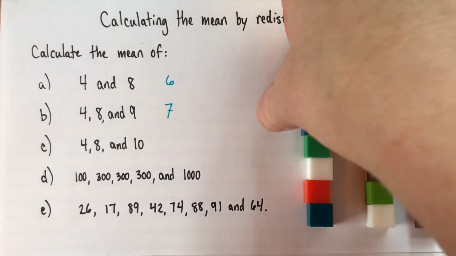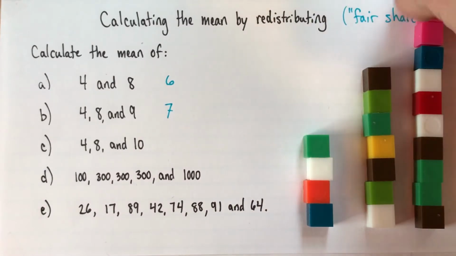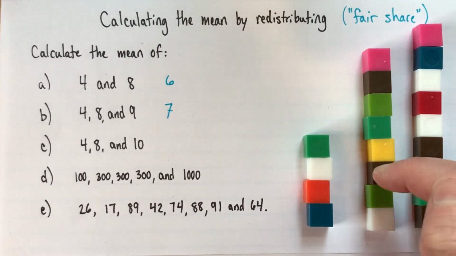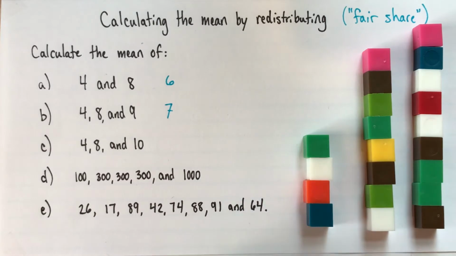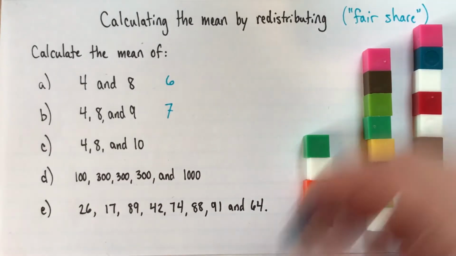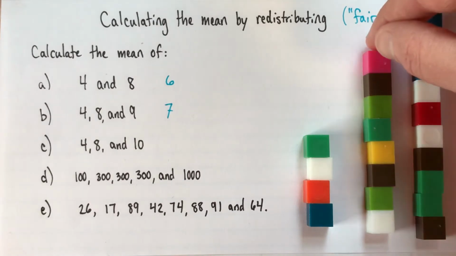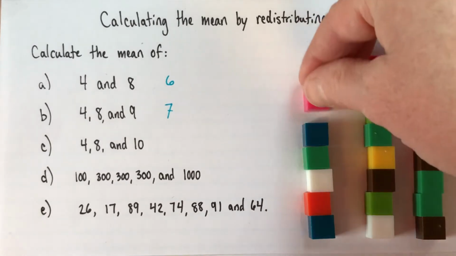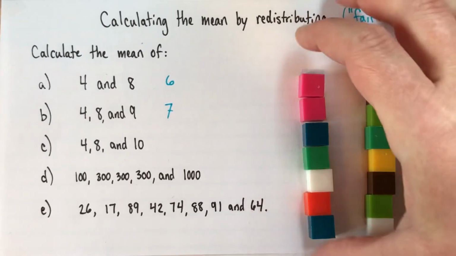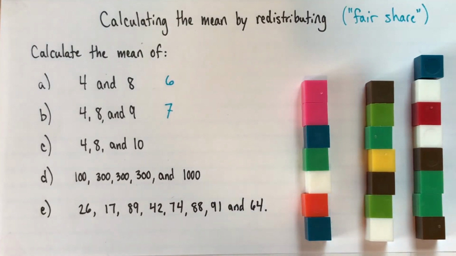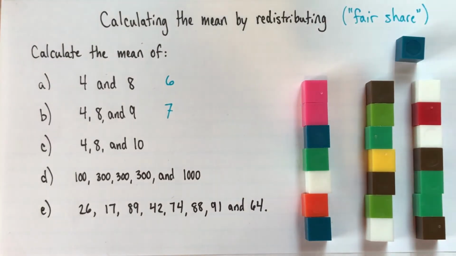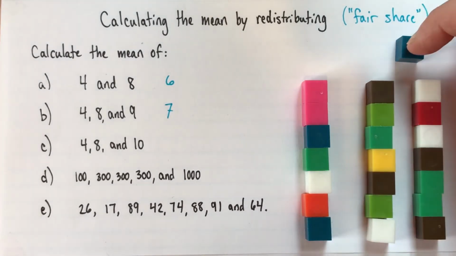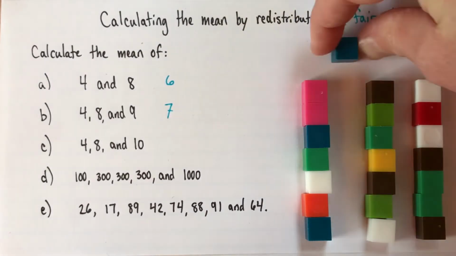Alright, I want to do this next one because it's quite similar, but it really shows a little bit of, well, you'll see. Okay, and this one was going to be 4, 8, and 10. I'll use the blue one there so you can see it clearly. So we start off just the same as we did before. And here we run into a little problem in that each of these piles has 1, 2, 3, 4, 5, 6, 7, but this blue one here, we need to distribute that evenly.